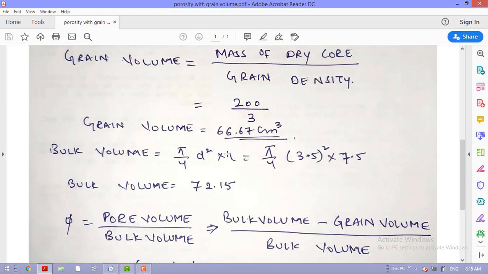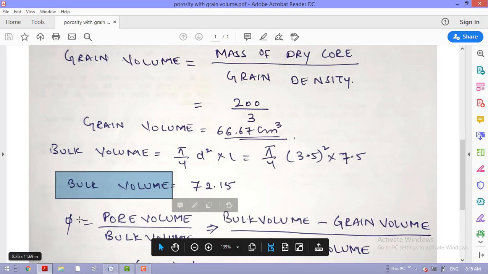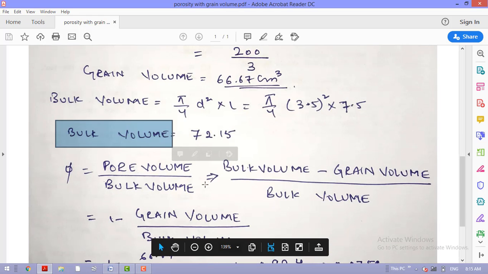I'm substituting the value: pi by 4 into 3.5 square into 7.5. After simplifying this, you can also do it on your calculator, the bulk volume is 72.15 centimeter cube. I just forgot to write it over here. Then finally we have two things, grain volume and bulk volume, so we just have to simplify the equation of porosity and substitute the formulas.